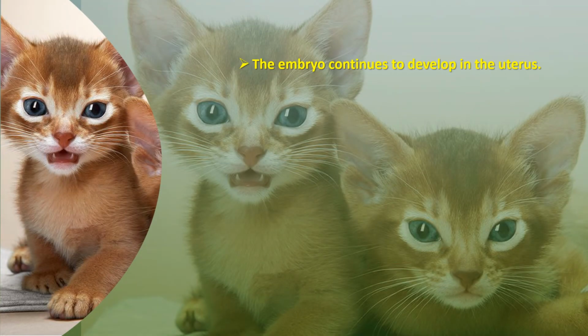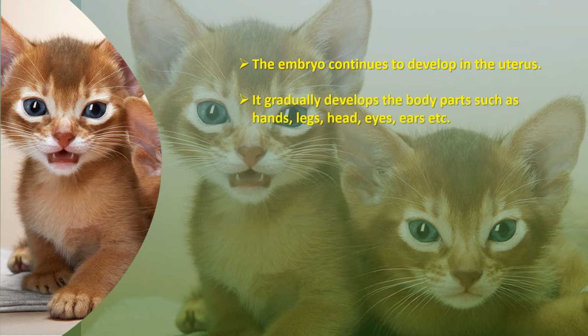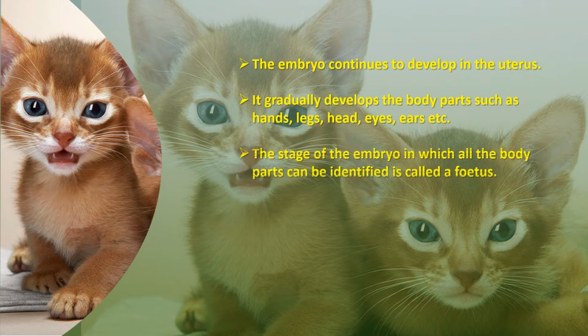The embryo continues to grow and develop in the uterus to form a baby. The embryo gradually develops body parts such as hands, legs, head, eyes, ears, etc. An unborn baby in the uterus at the stage when all the body parts can be identified is called a fetus. So what is a fetus?